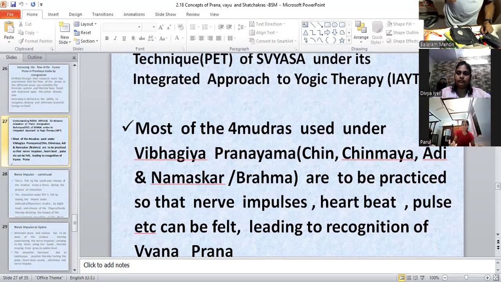Adi mudra, write it down, madam, please. Sectional breathing, you will not get it in any of the books. So please, can you repeat? Chin mudra activates the abdominal area. Chinmaya activates the thoracic level, middle part, above the diaphragm and below the clavicle. Adi mudra activates the upper part at the clavicular level. Brahma mudra activates the entire parts of the lungs. That is full yogic breathing.